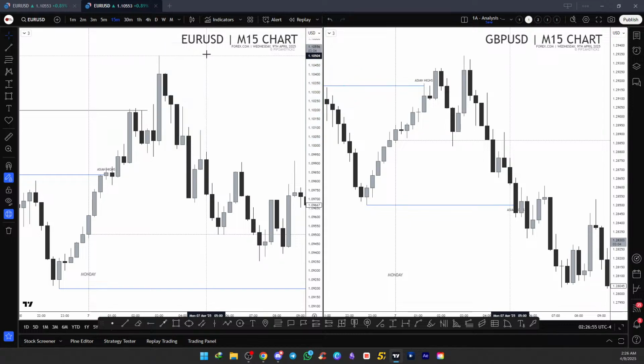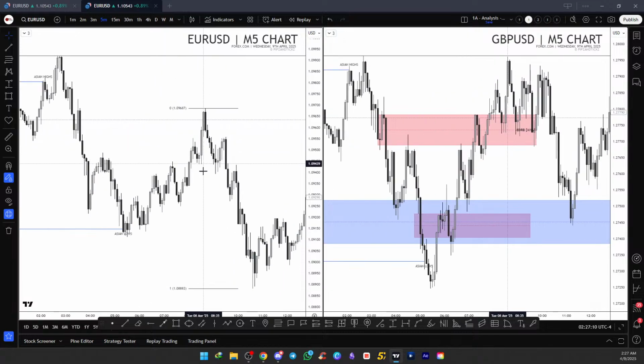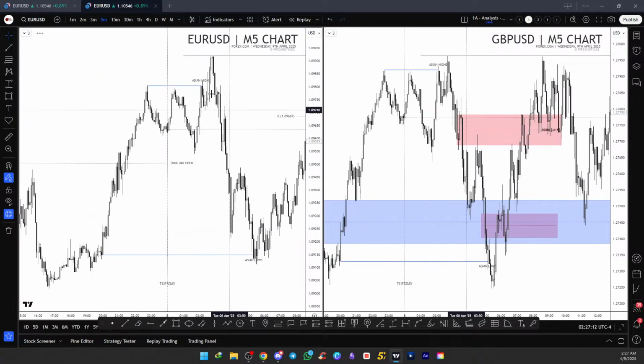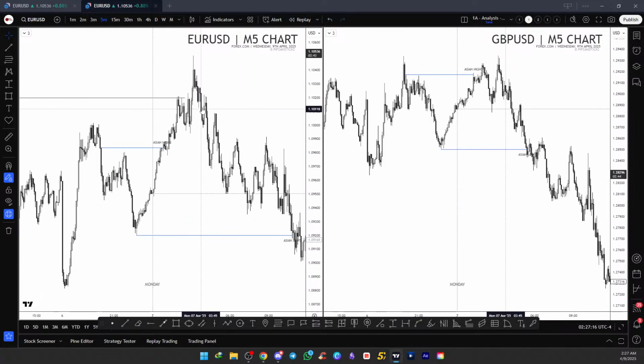Whenever the manipulation size is above my backtested data, what we can do is switch to the 5-minute time frame, and we can look for a breaker in that time frame. See, here we have it. Sorry, not this one. I guess this is the one. Yeah.